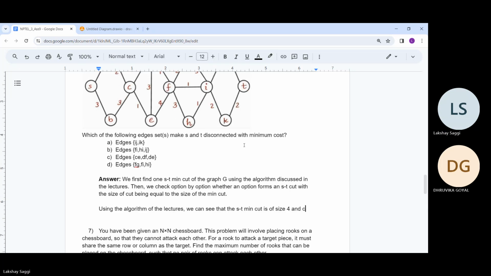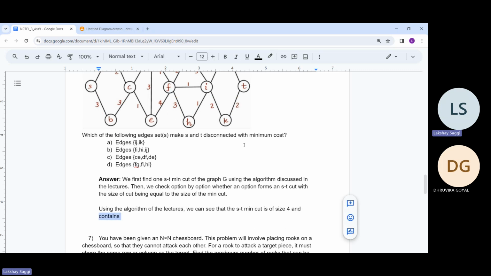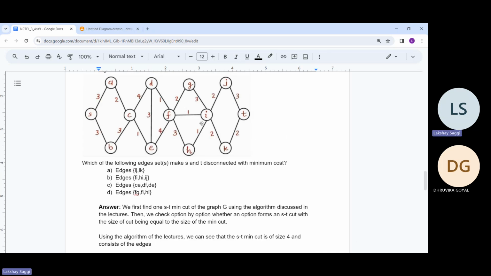It consists of the edges FG, FI, and HI. The direction of my cursor is the SG min cut. You can see that these three edges FG, FI, and HI form a cut of capacity 4 because 2 plus 1 plus 1 is 4. And on deletion of these three edges, there will exist no path from S to T, because G, I, K, T, J will be in one part of the graph, and H, F, D, E, C, A, S, B will be in the other part of the graph.